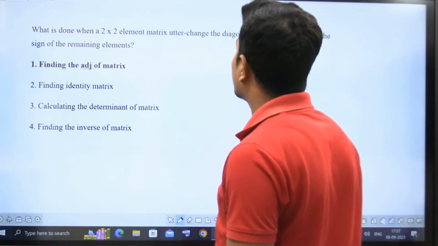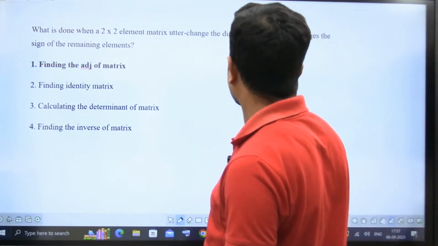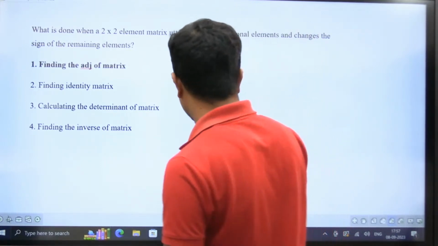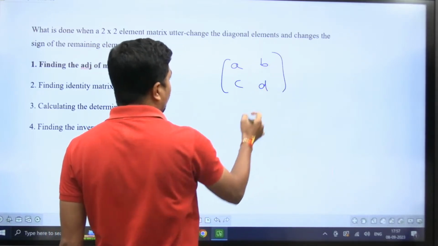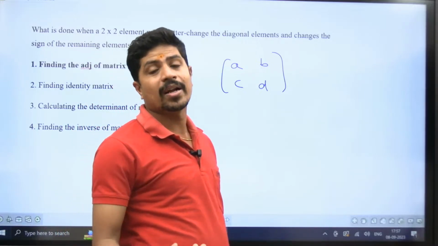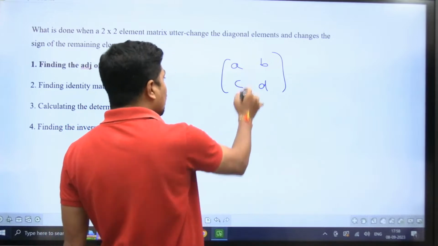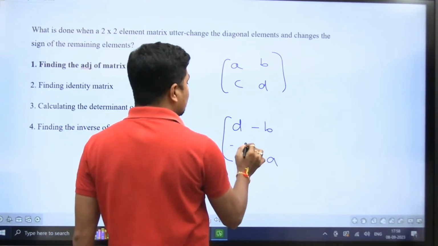What is done when a 2 by 2 element matrix exchanges the diagonal elements and changes the sign of the remaining elements? See, there is a 2 by 2 matrix A, B, C, D. If I want to find the inverse of it, what is any matrix inverse? Adjoint A by delta A. He is exchanging these and changing the sign of these.